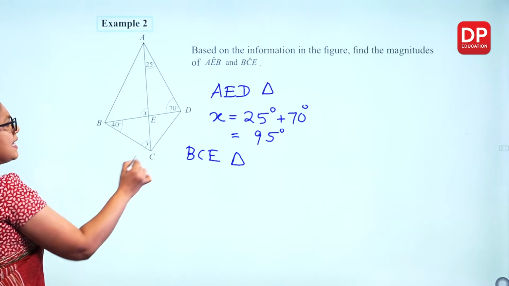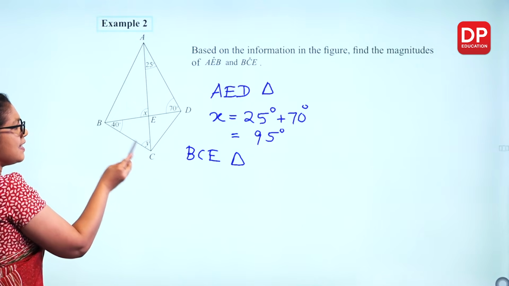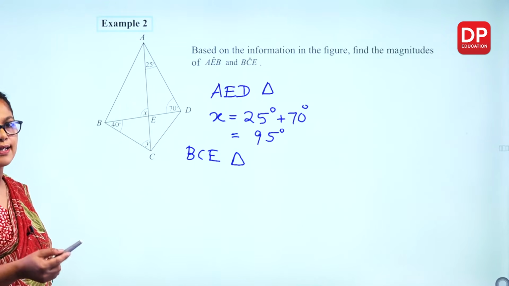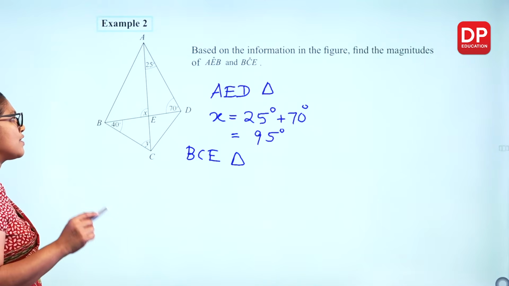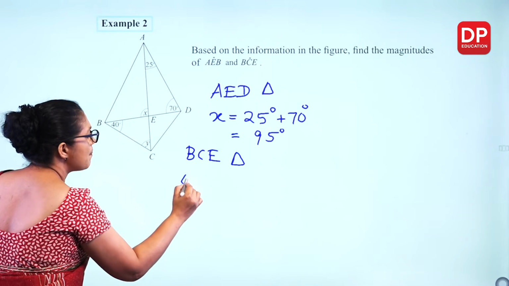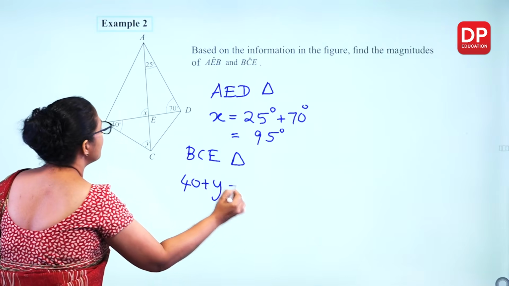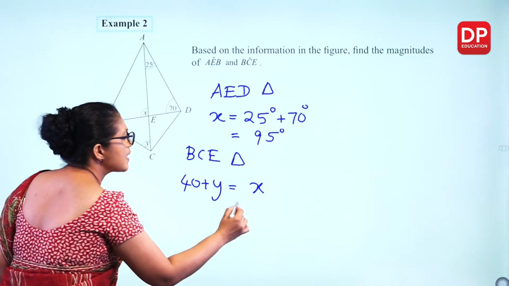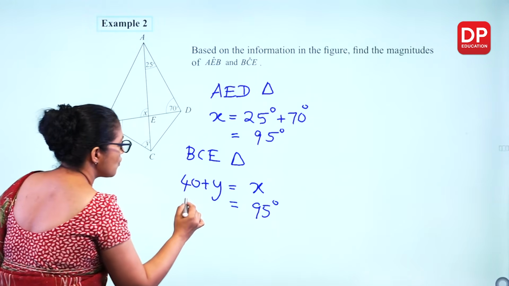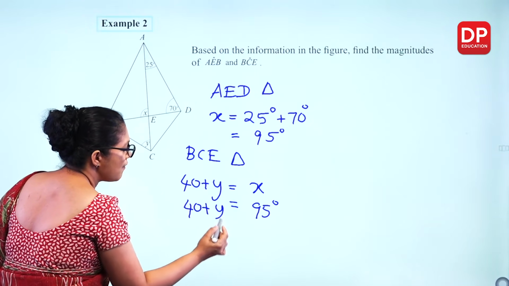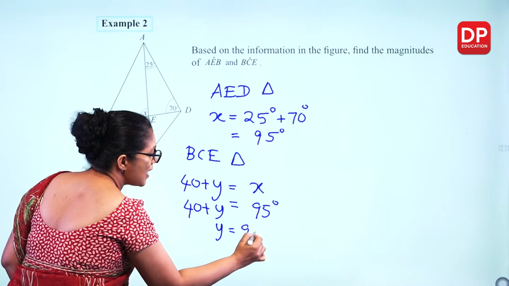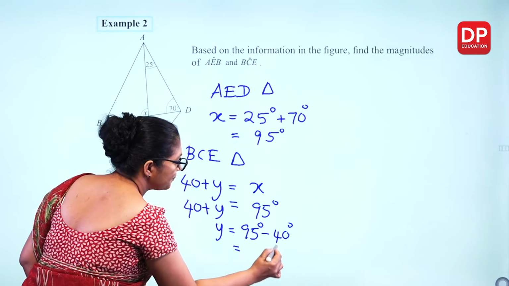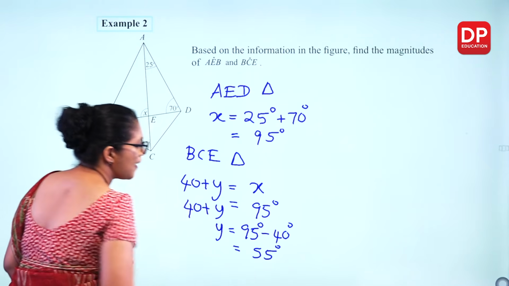When you take BCE triangle, we can see these two angles are the opposite interior angles and X angle is the exterior angle. So what's the relationship between that? 40 plus Y becomes X value. That's the exterior angle. But we found out X is 95. So you can find out the Y value. So what is Y value? 95 minus 40, you get 55 degrees.